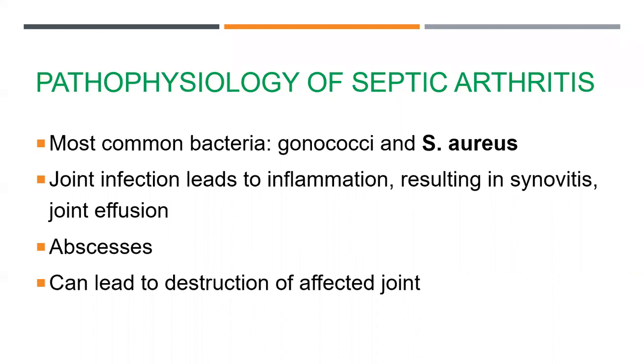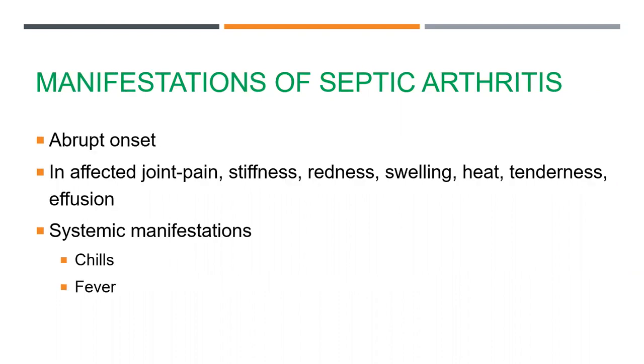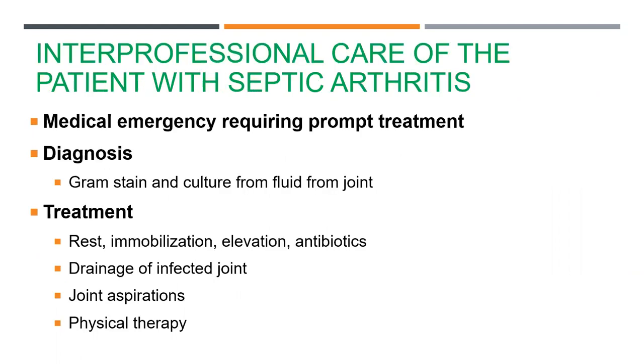If this isn't fixed, the entire joint can be destroyed. You may have to have a new joint put in for patients with septic arthritis. A septic joint happens quickly, has joint pain, obviously, stiffness, redness, swelling, heat, tenderness, and you can have a systemic fever and be having chills as a result of a septic joint. So what do we do?